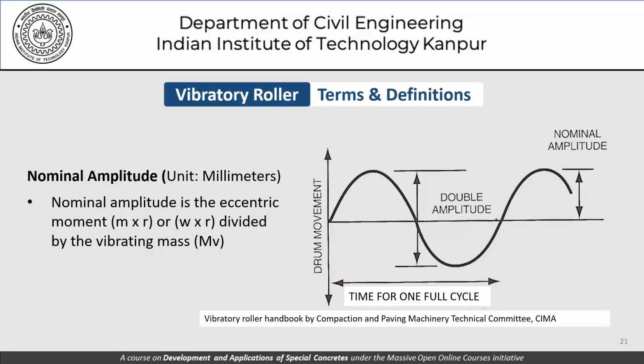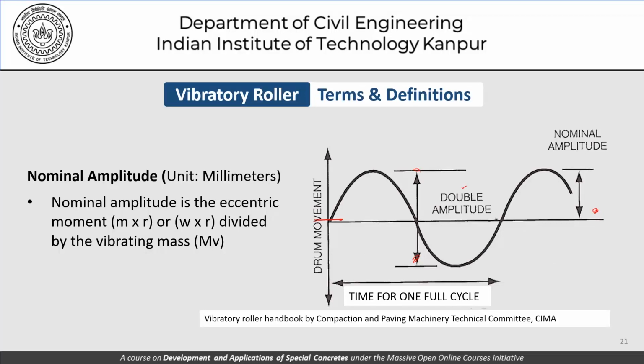As far as the nominal amplitude is concerned, we can see here the drum movement. That's what we saw last time. The drum movement could be positive or negative with respect to a certain datum. And this is the double amplitude that we are talking about, and half of that is the nominal amplitude. Of course, whether the double amplitude is twice the nominal amplitude or the nominal amplitude is half the double amplitude is a matter of nomenclature. But yes, the double amplitude is twice the nominal amplitude, as we've talked about.